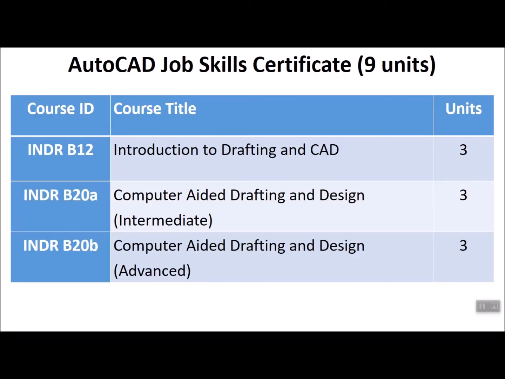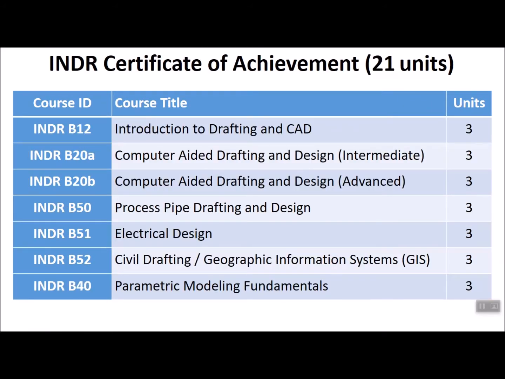So our Job Skills Certificate is 3 classes, it's 9 units, and this would be the course pathway for that: an introduction to CAD, an intermediate CAD, and an advanced CAD class. Our Certificate of Achievement asks the students to complete all of our industrial drawing classes, of course without having to focus or worry so much about the general ed classes.